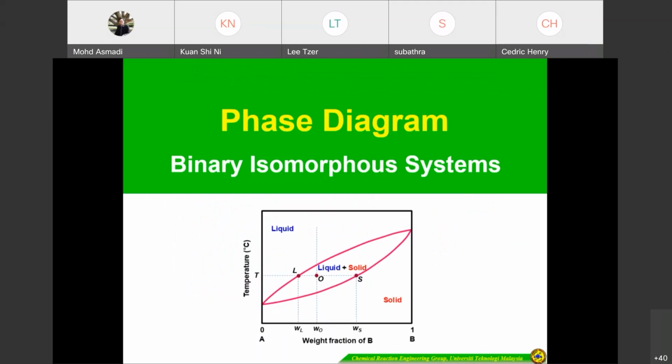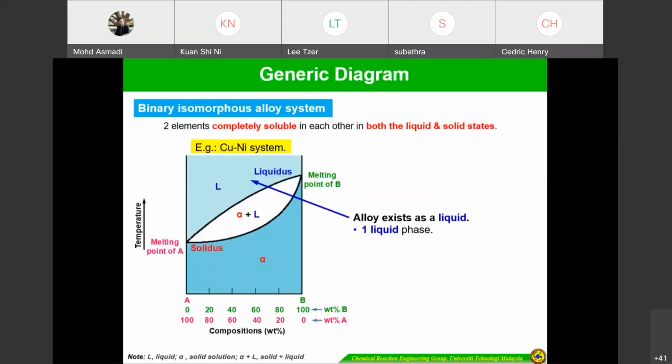Okay, let's see this one, the binary isomorphous alloy system. If you look at here, isomorphous binary alloy system: two elements completely soluble in each other in both liquid and solid state. You have to remember that one. 100%. So for example, it is copper and nickel.